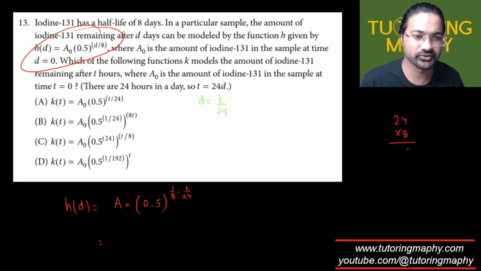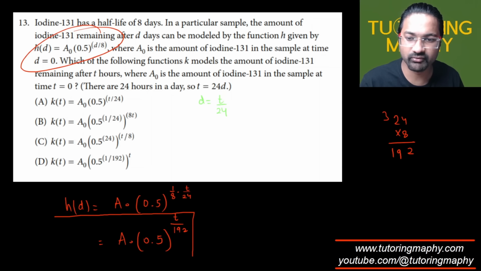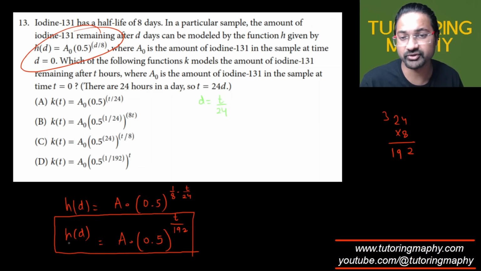24 times 8 times 4 is 32. This is 3. 8 times 2 is 16, 17, 18, 19. So this is 192. So this will come out as a naught times 0.5 raised to t over 192. This will be the equivalent expression for the same thing in terms of hours, which is option D.